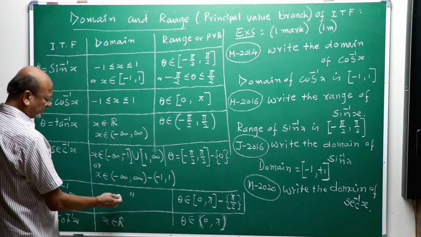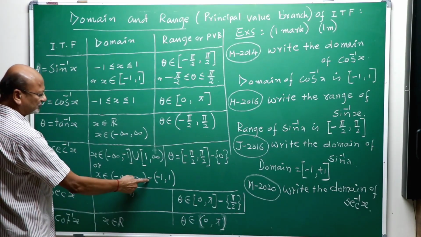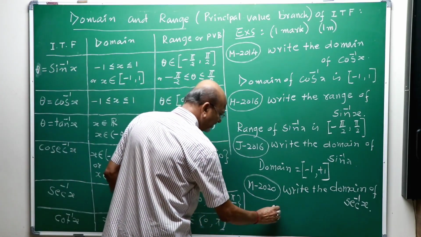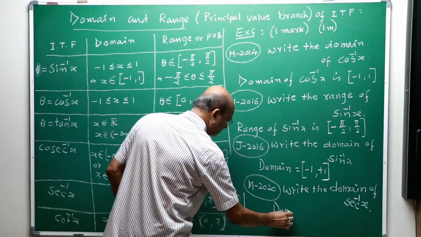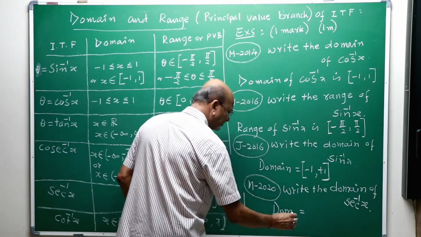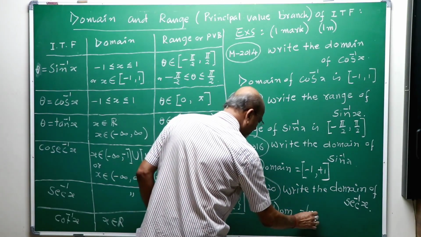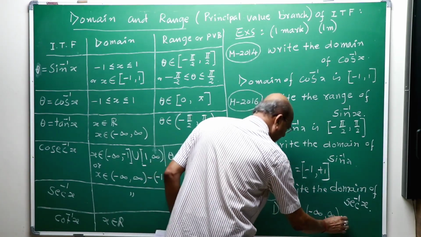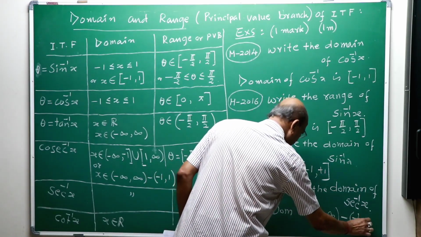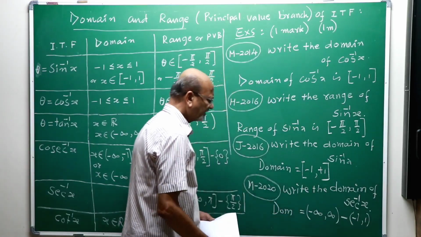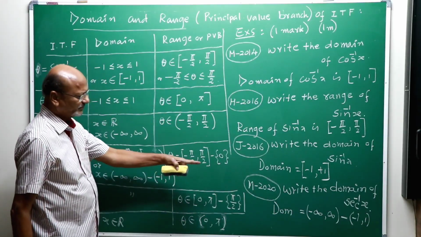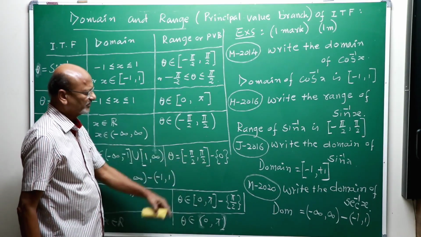The domain of sec inverse x is the same. Either you can write it in this form, otherwise in this form. It depends on you, what the required domain is. It is -infinity to +infinity, open interval, minus the open interval -1 to +1. You can prefer writing the lower one, otherwise the upper. This appeared very fresh this year, my friends.